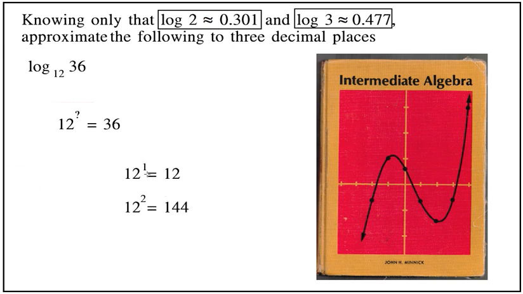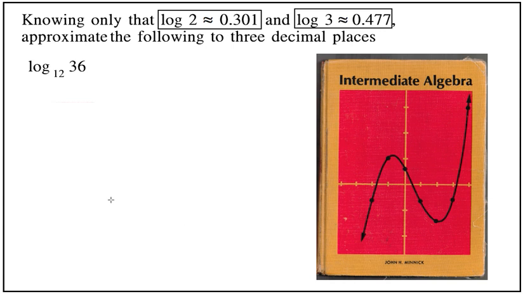Here's 12 to the first power, you get 12, and 12 to the second power, you get 144. So whatever you raise 12 to get 36, it has to be between 1 and 2. But that's a pretty wide range of values. And so we will actually come to 3-place accuracy by using log tables here. And here's how we do it.